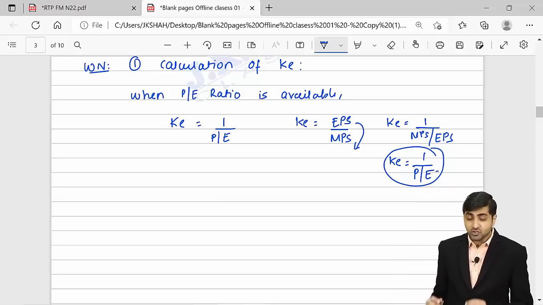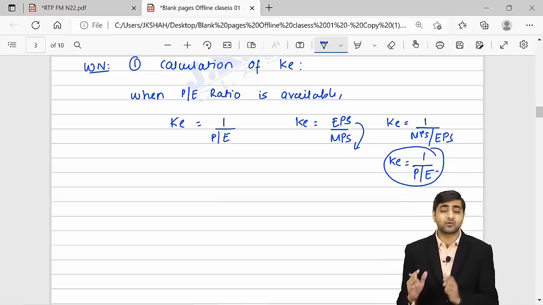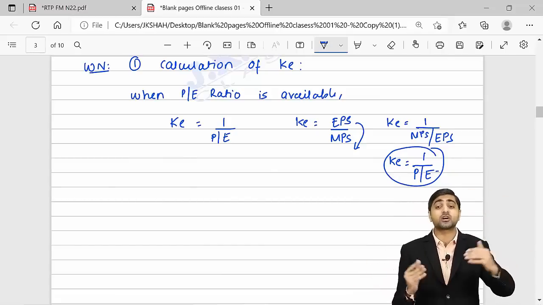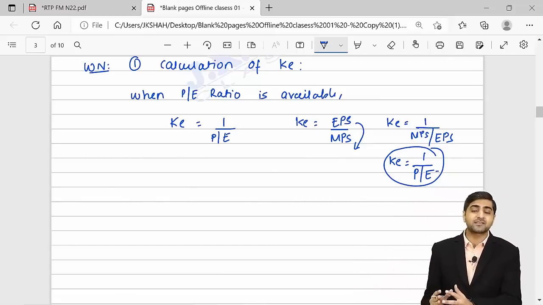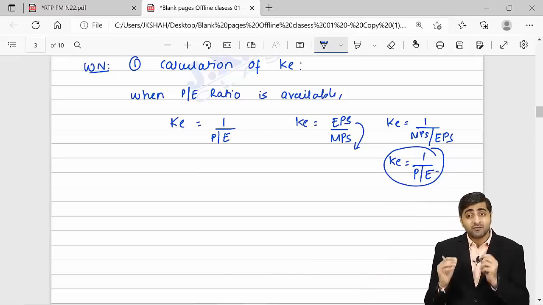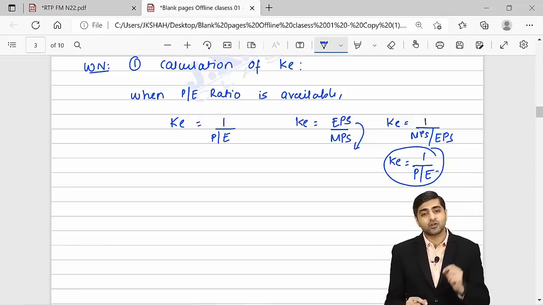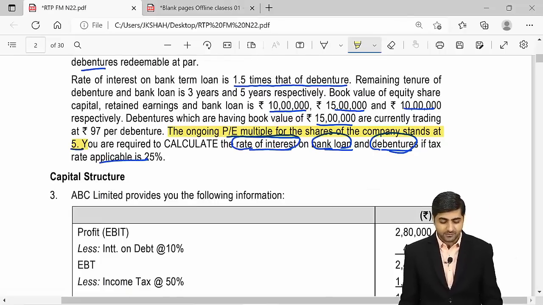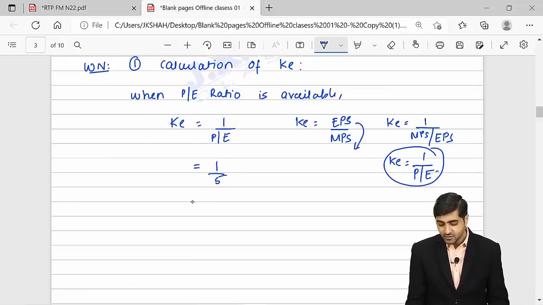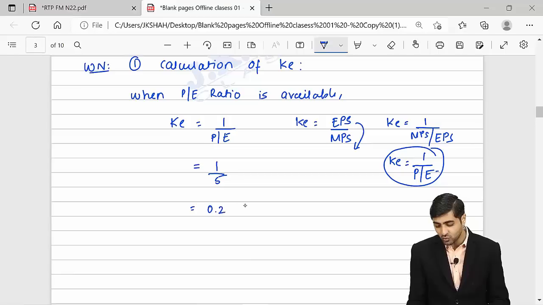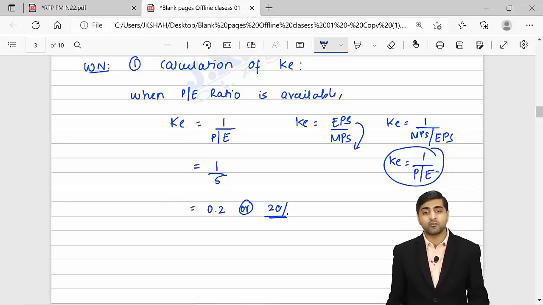Yes, sir. So we have your PE multiple available, so we can calculate your KE according to that. Or else you can also calculate KE with the help of dividend yield growth approach, earning yield growth approach, capital asset pricing model, dividend yield approach, based on the data available to you in the question. But whenever there is PE ratio available, you can calculate your KE by taking 1 upon PE. You have your PE ratio available as 5 times, so I will now take 1 divided by 5. That will be 0.2 or 20%. So your KE will now become 20%.